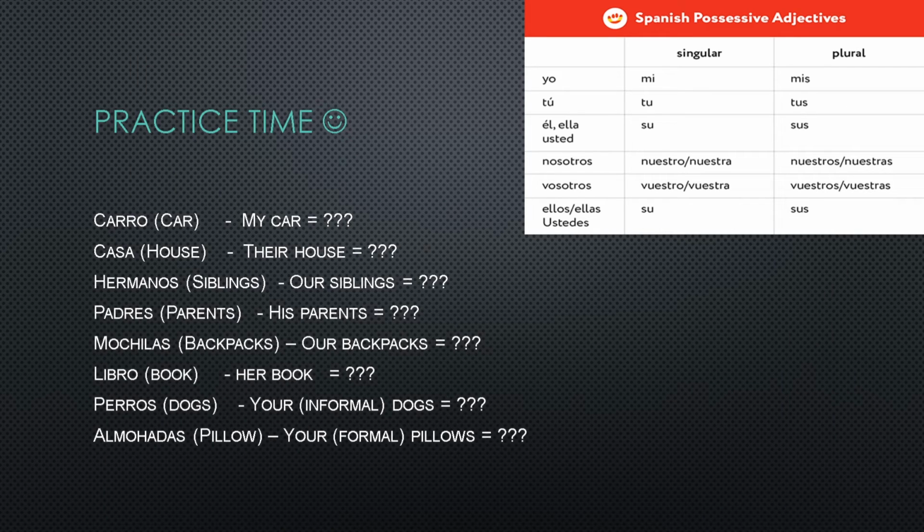We have an exercise here on screen, and we have the possessive adjectives on the top right corner for support. And we have a couple of phrases that we need to translate into Spanish. So we have my car, their house, our siblings, his parents, our backpacks, her book, your informal dogs, and your formal pillows. The idea behind this exercise is to convert them into Spanish pairing them with the correct possessive adjective. So I'm going to give you guys a moment to think about this, then we'll take a look at the results.